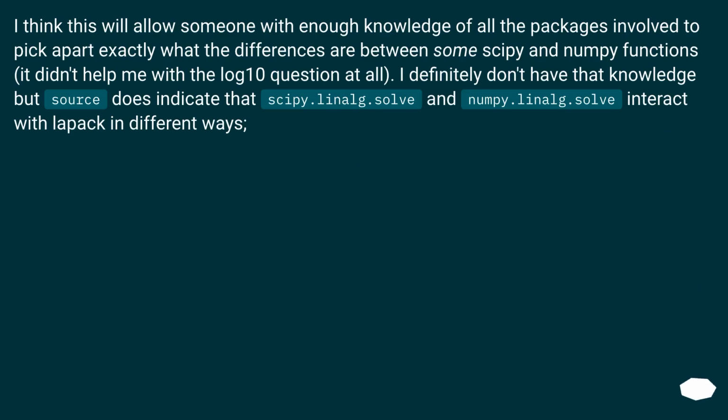I think this will allow someone with enough knowledge of all the packages involved to pick apart exactly what the differences are between some SciPy and NumPy functions. It didn't help me with the log10 question at all. I definitely don't have that knowledge, but source does indicate that scipy.linalg.solve and numpy.linalg.solve interact with LAPACK in different ways.